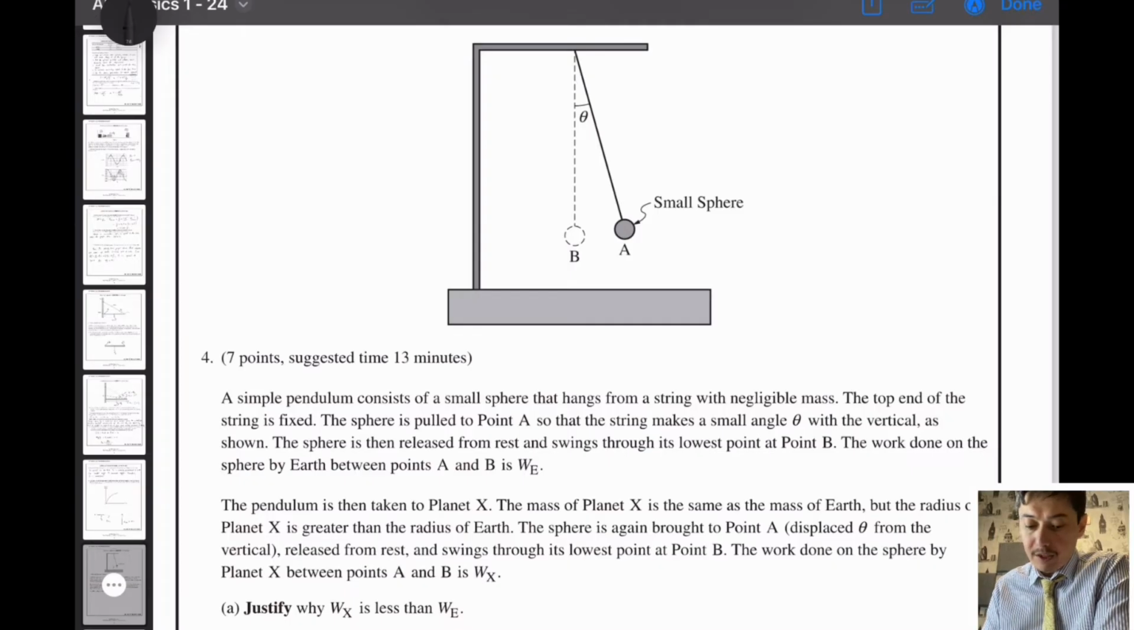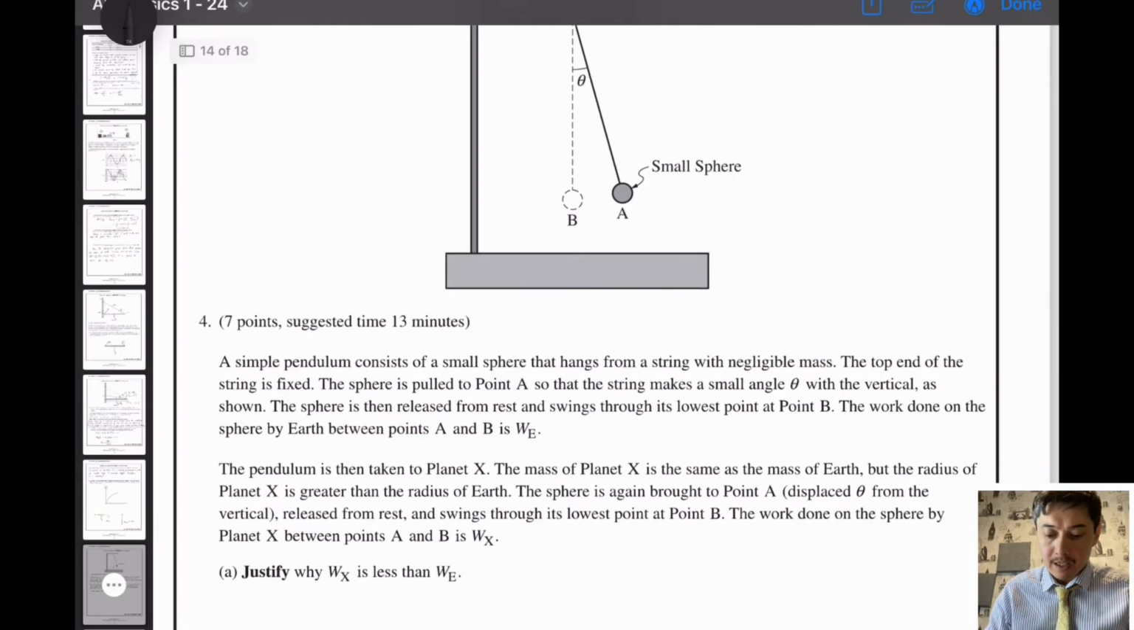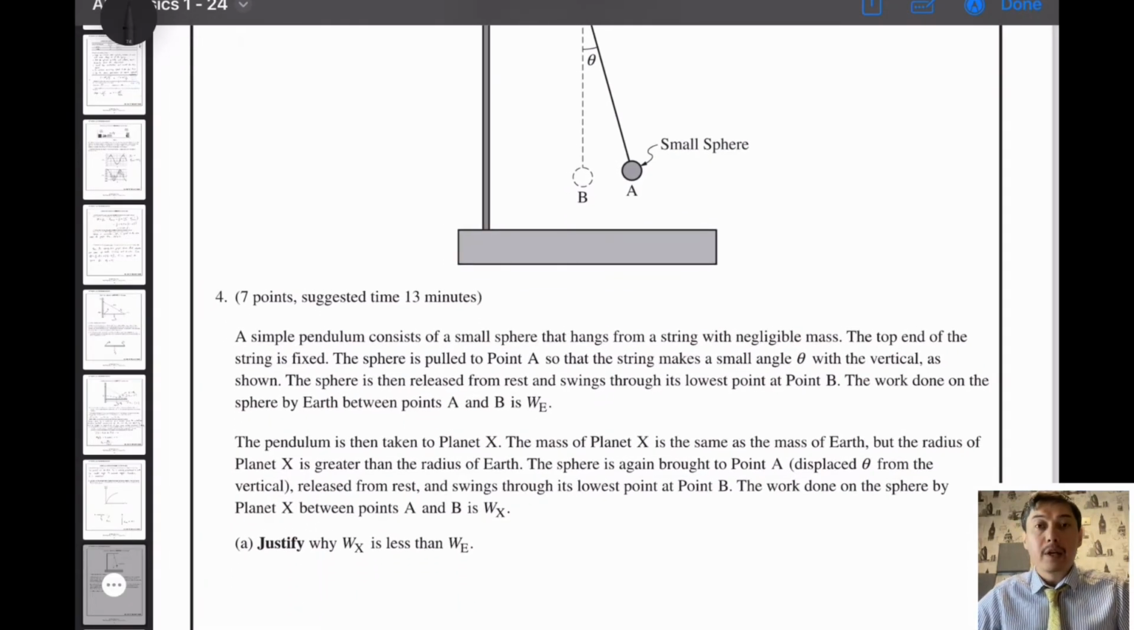The work done on the sphere by Earth between point A and B is WE. The pendulum is then taken to planet X. The mass of planet X is the same as the mass of Earth, but the radius of planet X is greater than the radius of Earth. The sphere is again brought to point A, displaced theta from the vertical, released from rest, and swings through its lowest point B. The work done on the sphere by planet X between point A and B is Wx. Justify why Wx is less than WE.